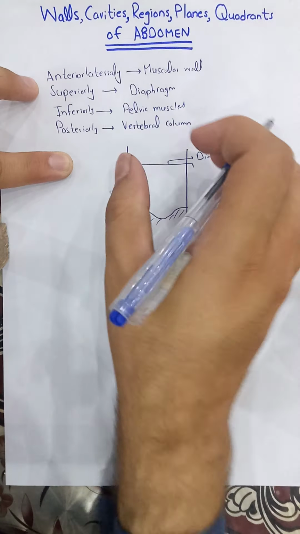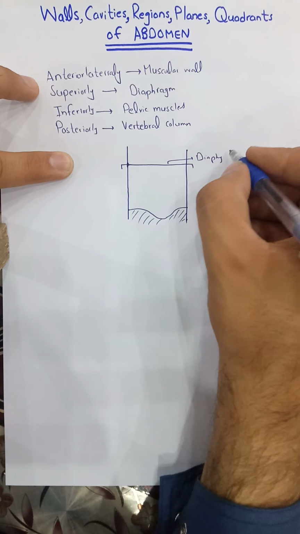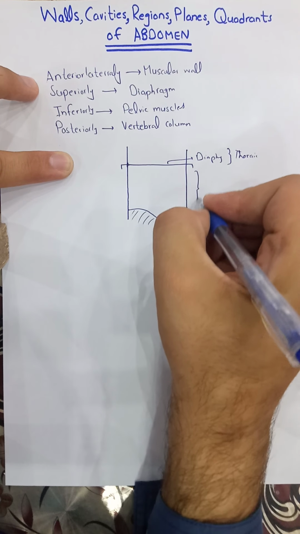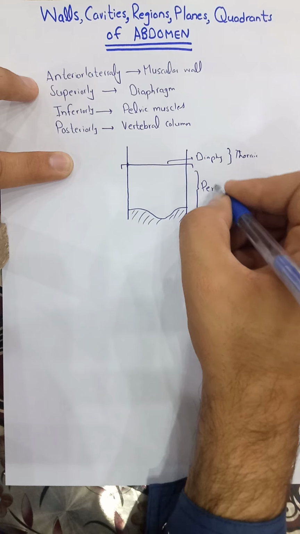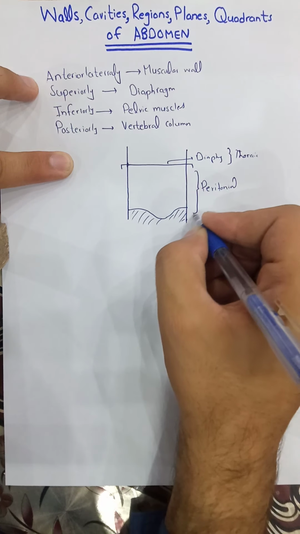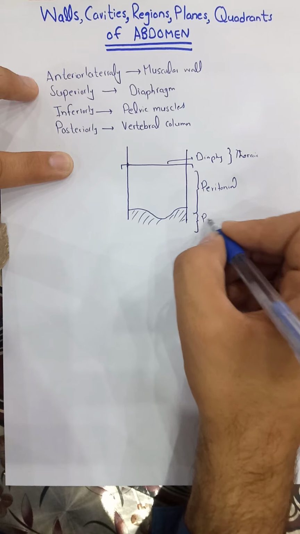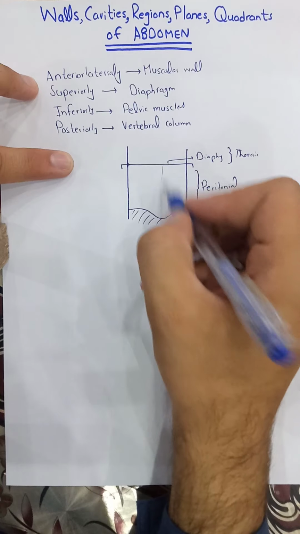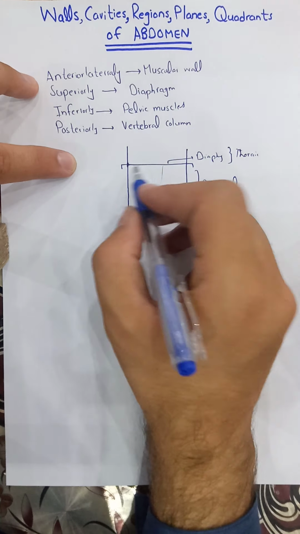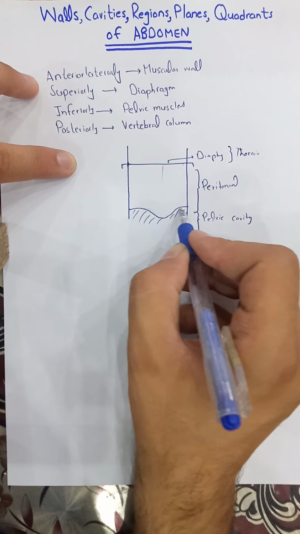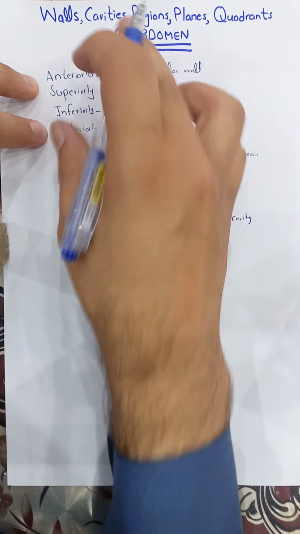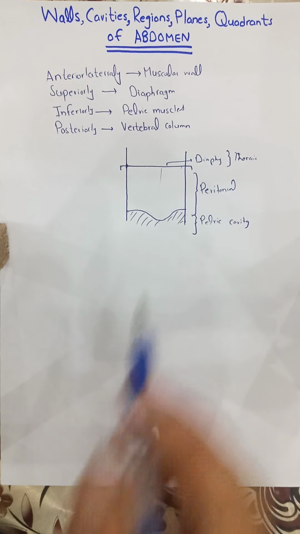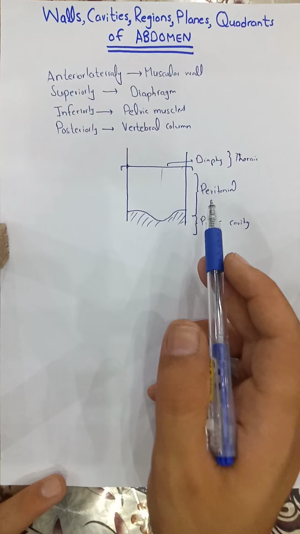Okay, so now here there are three cavities. This cavity is the thoracic cavity. This whole cavity is the peritoneal cavity, and inferior to here this will be the pelvic cavity. And here posteriorly it will be the vertebral column, anterolaterally the abdominal muscles, superiorly the diaphragm, and inferiorly the pelvic muscles. So here we have cleared the boundaries and also the cavities. Okay, now we will see the peritoneal cavity, which is the cavity of the abdomen, in detail.